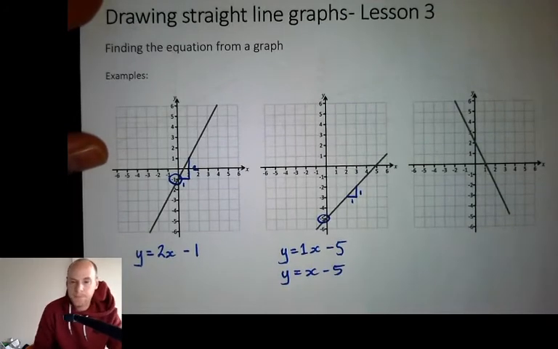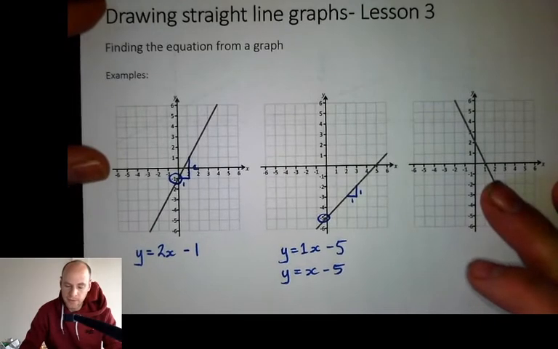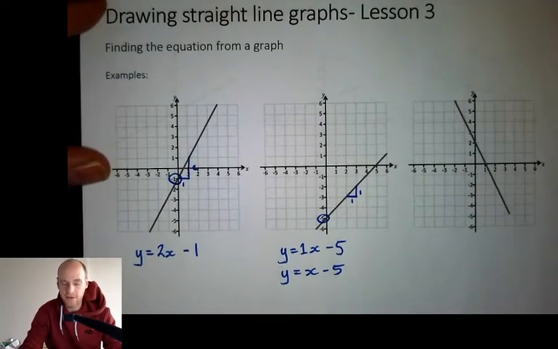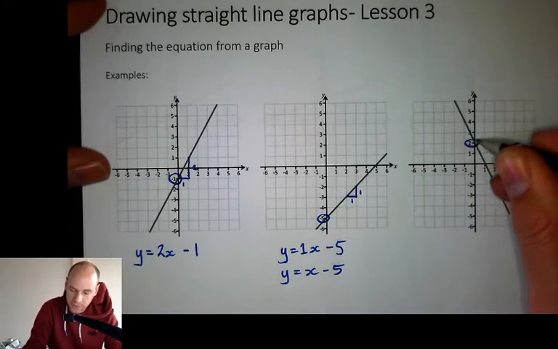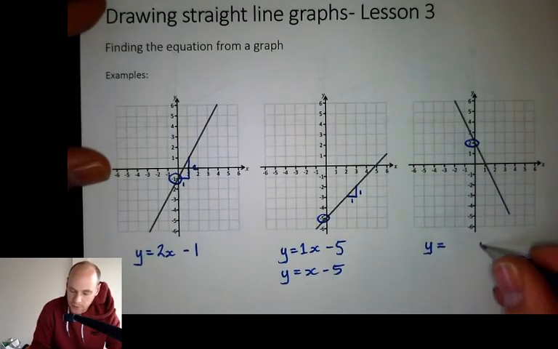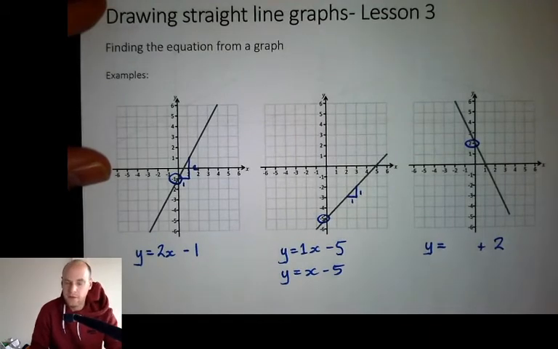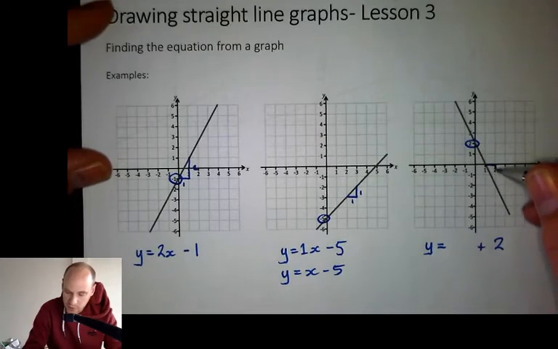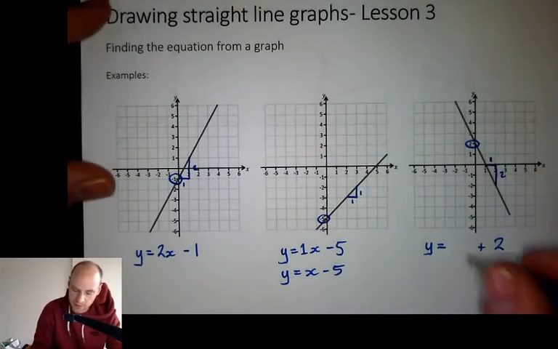And that's done. And on the last one, I can see it's pointing down, so it's going to have a negative gradient. I can also see that it's got a y-intercept of 2. So I've got y equals, and it's definitely going to have a +2 on the end. What about the gradient? Well, for every one that you go across, you go down by 2. So I think that means it's got a gradient of -2.